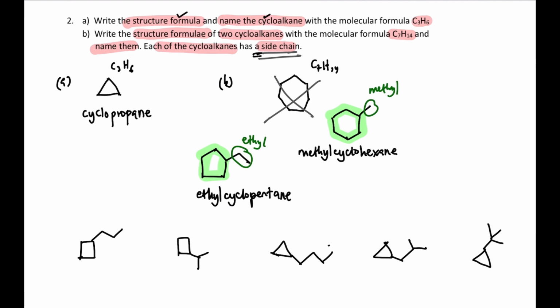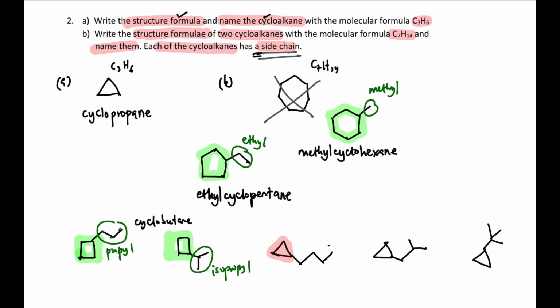Well, in terms of naming, these two here, this one and this one, the parent would be cyclobutane. Okay, so the side chain here is this one, 1 2 3, it's propyl, and this one is isopropyl. So you can combine them. It's either isopropylcyclobutane or propylcyclobutane, up to you.